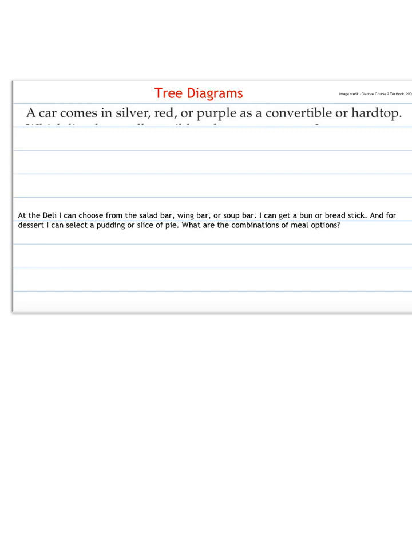All right, so now we are looking at making tree diagrams to figure out the sample space. So a car comes in silver, red, or purple as a convertible or a hardtop. So the way that this works is we start with the color options for the car. We have silver, we have red, and we have purple. Okay.